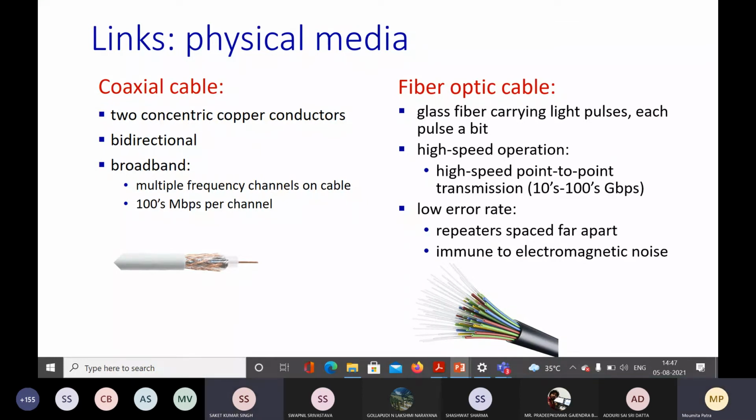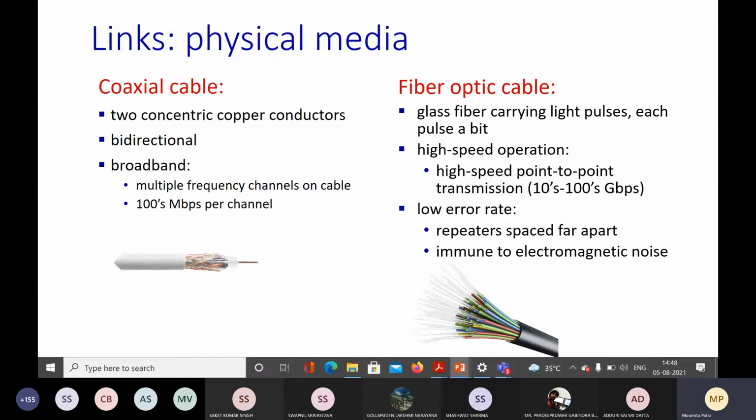Why are they faster? Because they use light to propagate the information. It works on the principle of total internal reflection. Exactly. So they use light pulses for communication, and total internal reflection definitely reduces the amount of data that is lost in signal propagation, right? So that is why fiber optic cables are used.